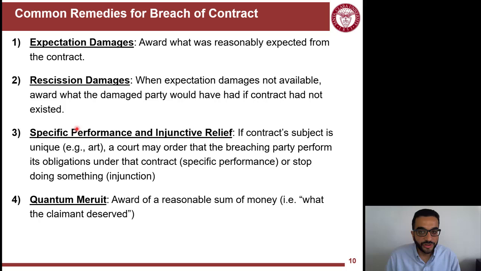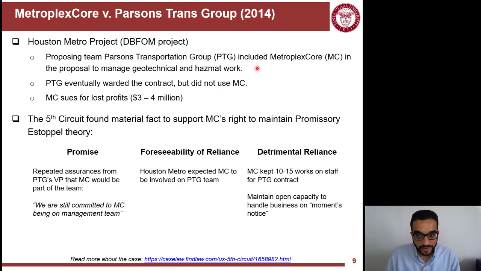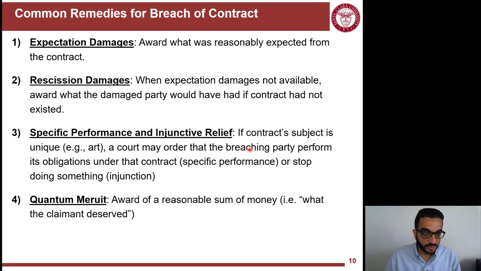Now moving into breach of contract. So now this proposal between MC and PTG turned into being a contract, and there were damages here. So let's discuss what other types of damages we can have. Expectation damages: the award of what was reasonably expected from the contract. So that was the case of MC we have seen before.